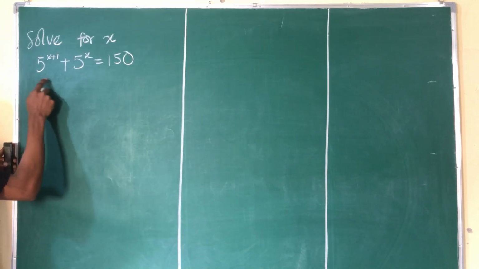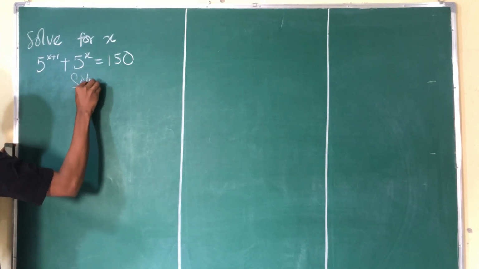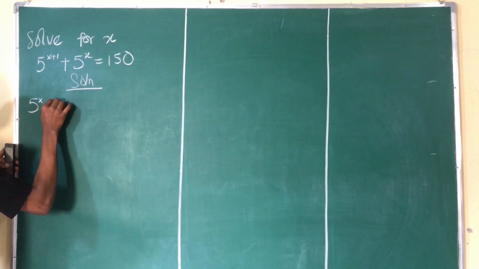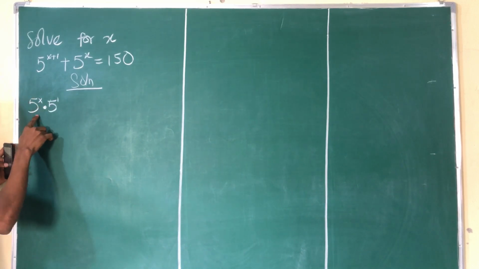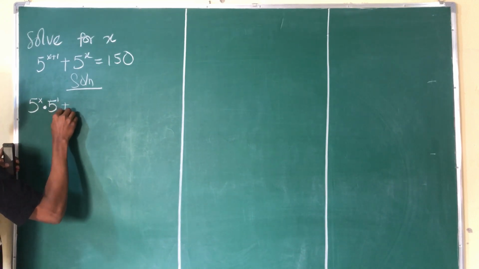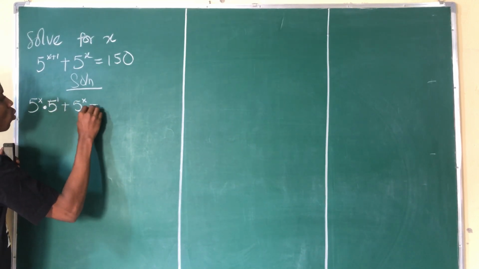Of course, let's rewrite this. So we have the solution. This becomes 5^x multiplied by what? 5 raised to the power 1, because when the bases are equal, the powers add, right? We have plus 5^x is equal to what?